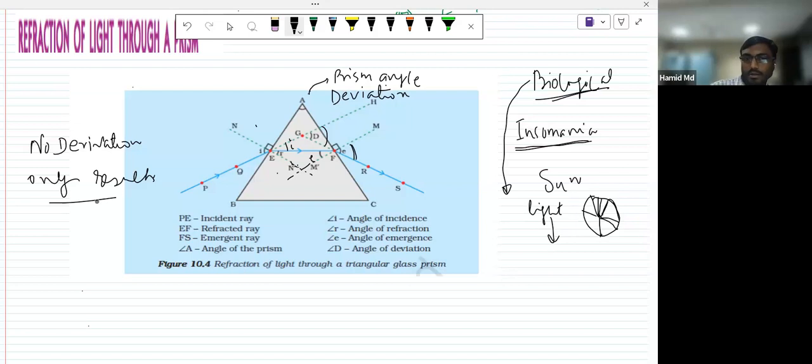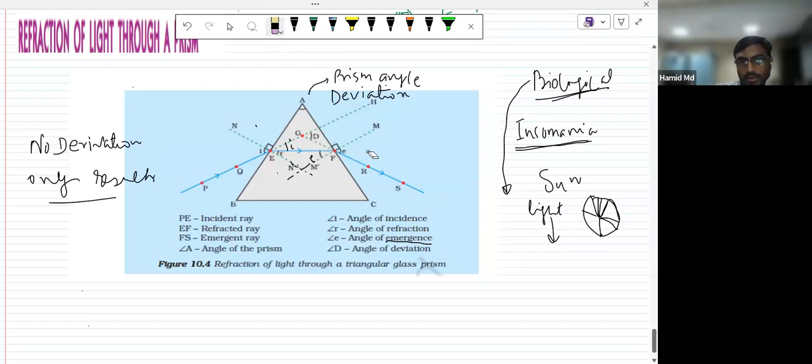Everything is clear. This is the emergence angle. And this emergence angle will be equal to this angle. Which angle? This angle, I think this will be equal to this. This angle equal to whole like this. Is it clear from geometry? This angle will be equal to this angle. Is it clear? Yes, sir.